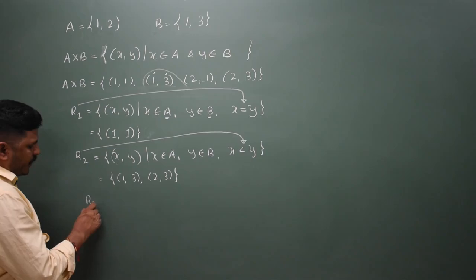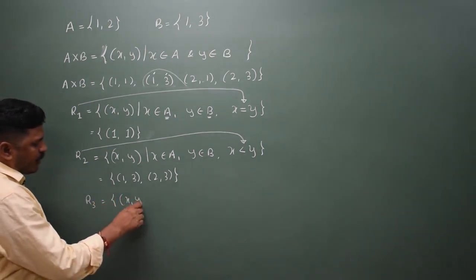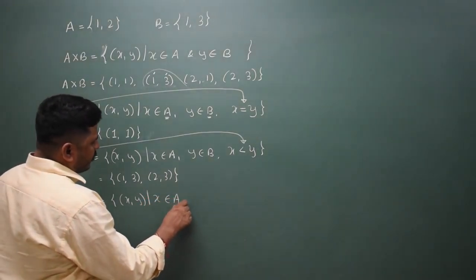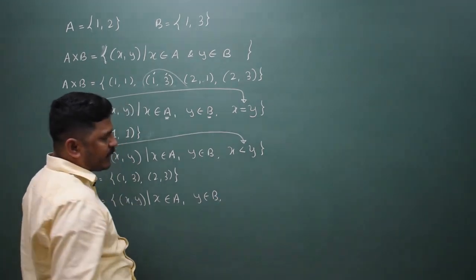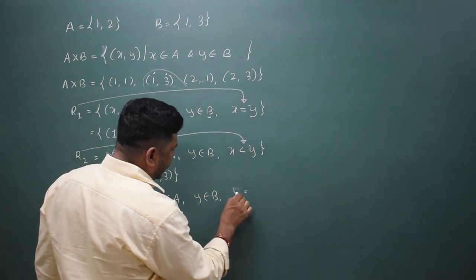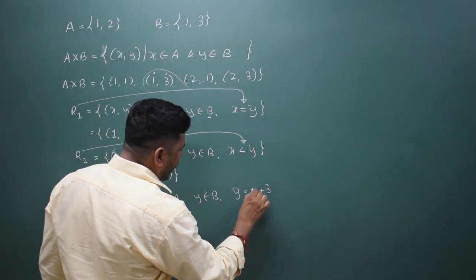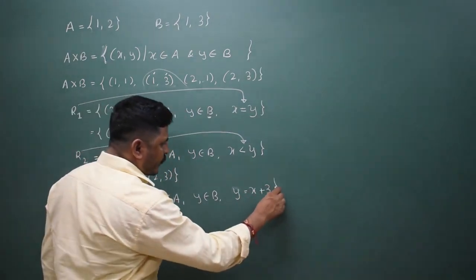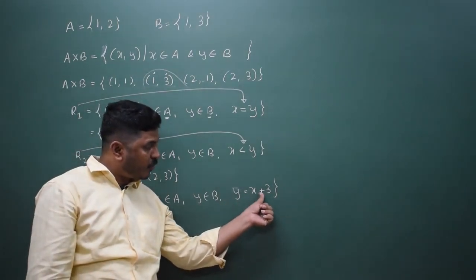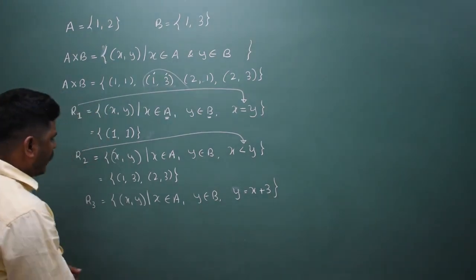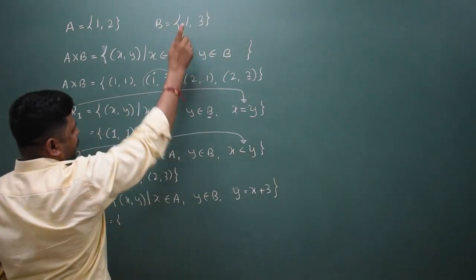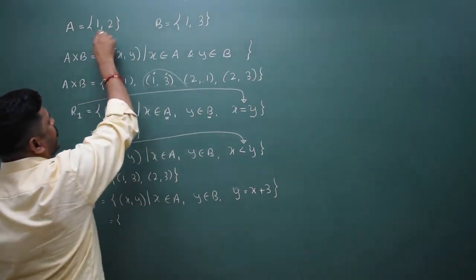So one more relation I will take, say R3, (x, y) such that x belongs to A, y belongs to B, that is, x should be taken from set A and y from set B, such that y, the second element, is 3 more than the first element. That is also a relation only. Under this relation, y in the second set is 3 more than the first set.